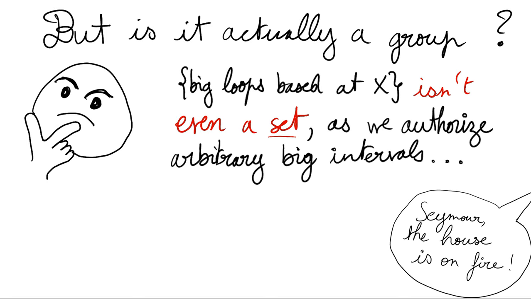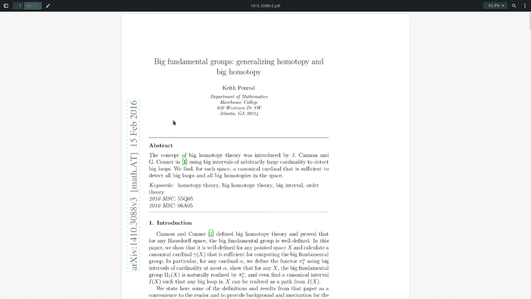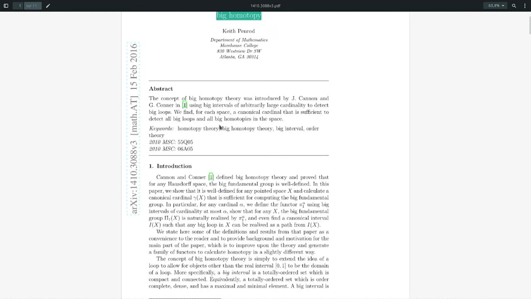In fact, it's not even clear that it's a set, because we are authorizing arbitrarily large big intervals. So we would like to find an actual set that contains at least one representative from each big homotopy class. And that's exactly the problem solved in that article by Keith Penrod, that this video is mostly plagiarizing.